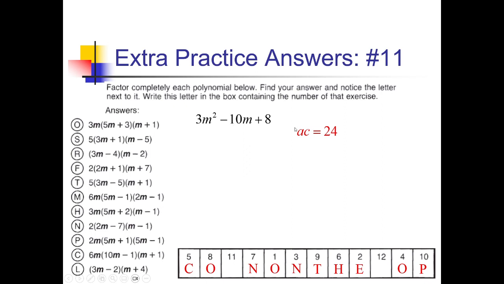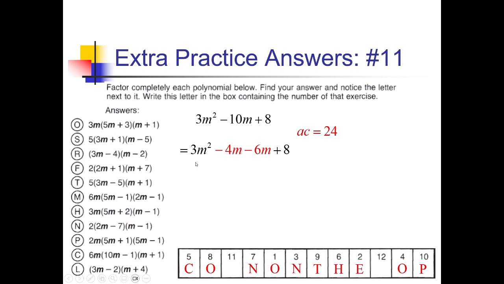1 and 24, 2 and 12, none of this is working so far. 3 and 8 doesn't work either, but that's close. 4 and 6 works. So if I have negative 4 and negative 6, that'll add up to negative 10. So I'm going to split my negative 10m up into a minus 4m minus 6m. And now I can use factoring by grouping since I have 4 terms.